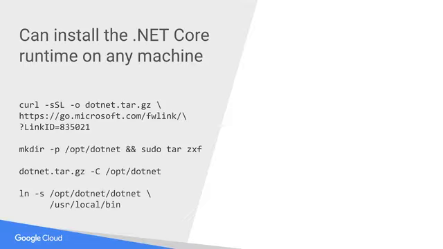First, you'll need to install .NET Core. Here's how you can do this on Debian Linux. First, we download the tarball for .NET Core from Microsoft, then unpack it and link it so that we can run our command line tools, including the .NET tool.